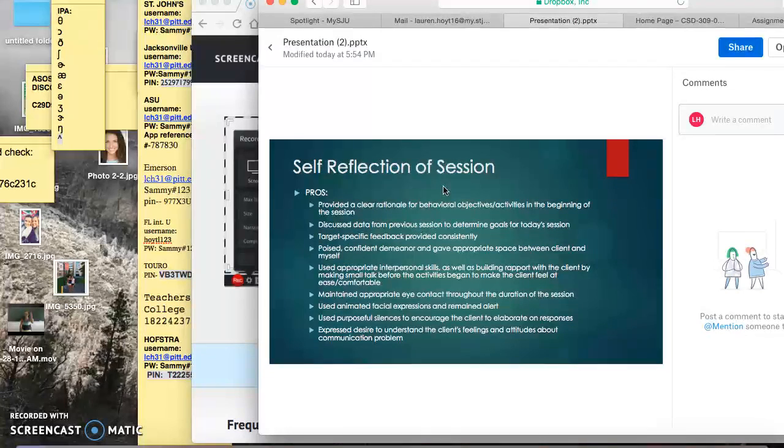During this session, a few things I noticed that I thought I did well after watching the video with Ms. Marr was that I provided a clear rationale for the activities and objectives at the beginning of the session. I also discussed the results of the goals and activities from the previous session and how that was going to come into play in today's session.